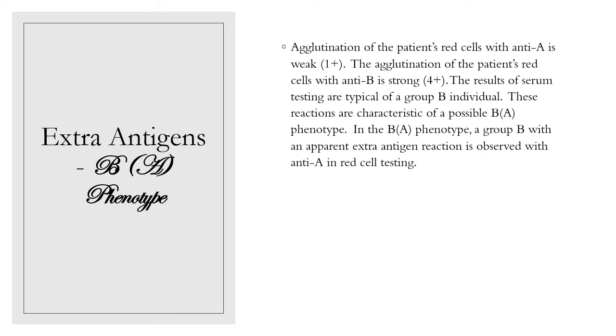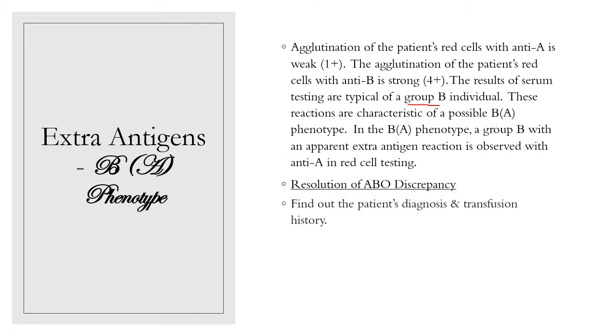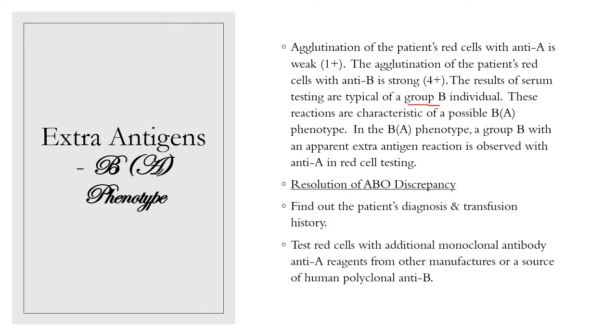All right, so what happened? The agglutination of the red cells with anti-A is weak. The agglutination of the patient's red cells with anti-B is strong. Results are typical of a group B individual, and the B phenotype of group B with an apparent extra antigen is observed with the anti-A. How do you resolve it? Look for the history. Test red cells with additional monoclonal anti-A reagents from other manufacturers.